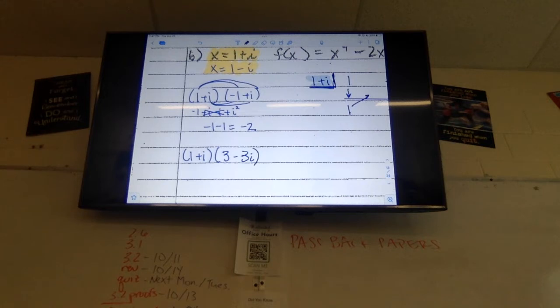Everyone's okay on why I have to multiply those two together? I hope it's going to be nice like the last one. 1 times 3 is 3. 1 times negative 3i is negative 3i. i times 3 is 3i. And then i times negative 3i is negative 3i squared. Negative 3i plus 3i is 0. And I get 3 minus 3i. Oh, no, I lied. Because that's negative 3i squared, which is the same thing as positive 3. Good. Going a little too autopilot, I messed up.